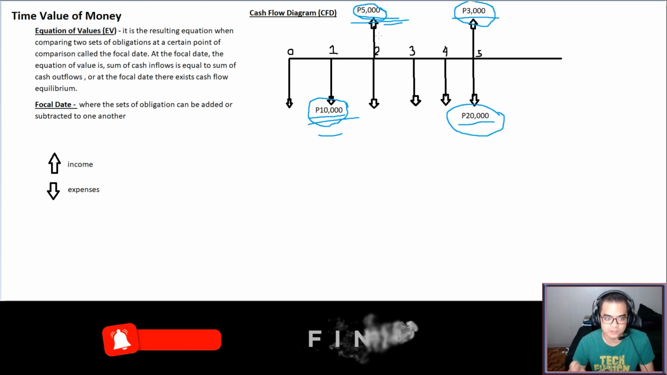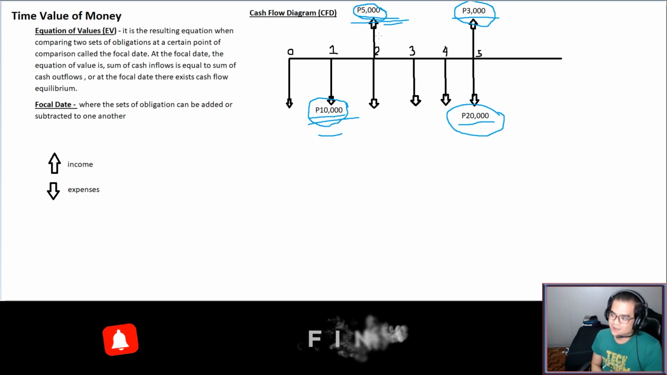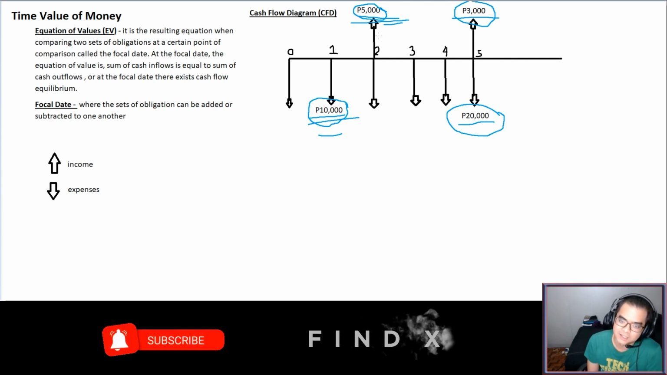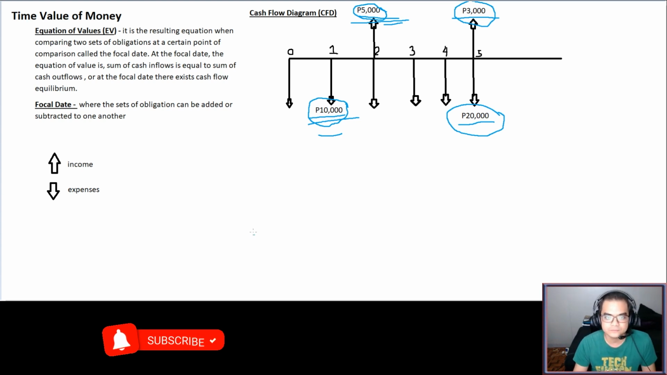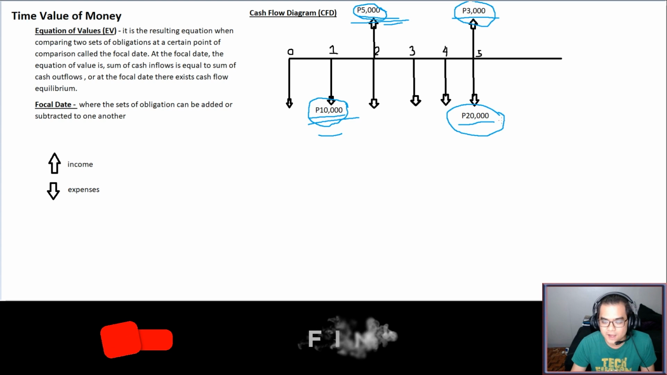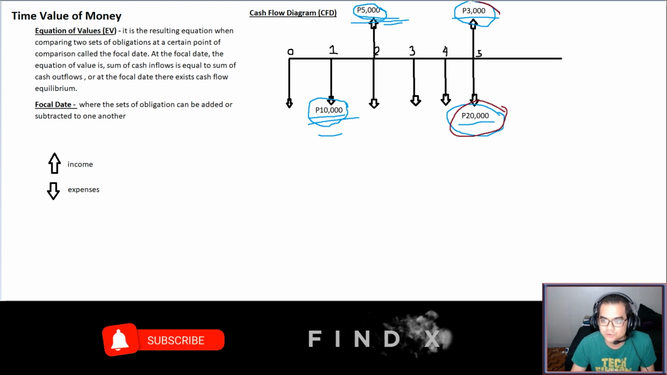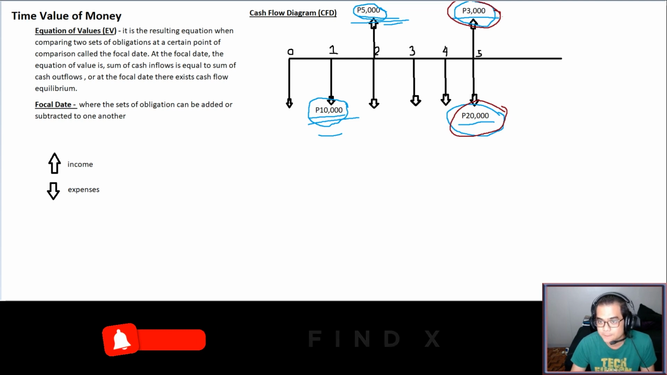That is where the focal date will go in. Again, the focal date is where the sets of obligations can be added or subtracted to one another. Again, you can only add or subtract money in the same timeline. For example, I can add or subtract 20,000 and 3,000. I have an income of 3,000 and I have an expense of 20,000. If I subtract those, that will become 17,000.